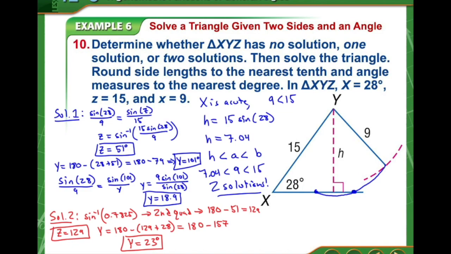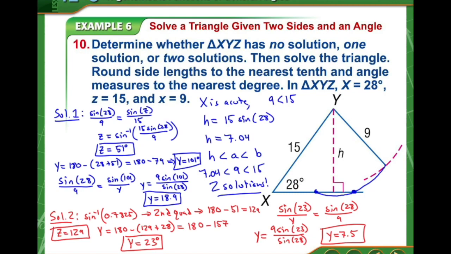And now that I have that, we can go ahead and use our law of sines to find side Y in this case. So sine of 23 over little y equal to that sine of 28 over 9. Again, I'm going to skip some steps here, but y is equal to 9 times sine of 23 over sine of 28. So little y comes out to be 7.5. So there's our two solutions in this situation with this particular possible triangle. Two possible triangles.